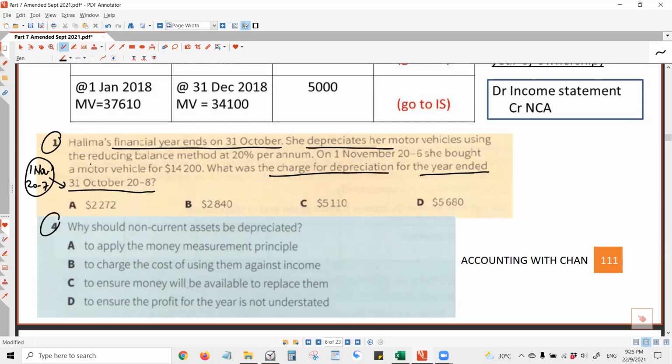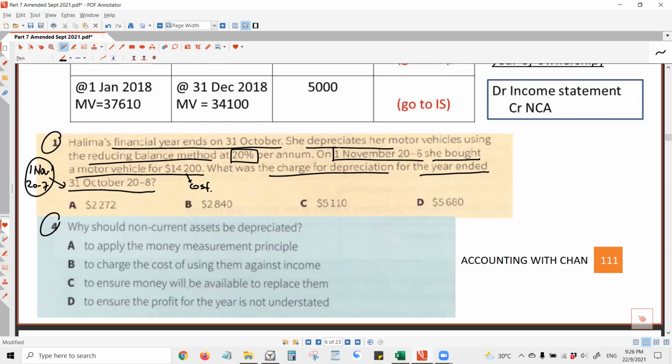She depreciates using the reducing balance method, use 20%. On 1st November 20-6, she bought the motor vehicle for 14,200. What is this known as? This is known as cost. You have to see carefully which year's depreciation you are calculating. Remember there are two formulas for reducing balance method, so you have to understand whether you are calculating depreciation for the first year, second year, third year, or any other year.